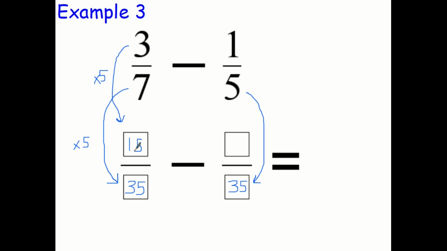So 15/35ths, and this side has been multiplied by 7 because 7 times 5 makes 35. So I have to multiply my 1 by 7 to give me 7. And then because I've got a common denominator now of 35, I can just do 15 take away 7, and that leaves me with 8/35ths. And I can't simplify that because 8 and 35 don't have any common factors, so that's as low as it can go.